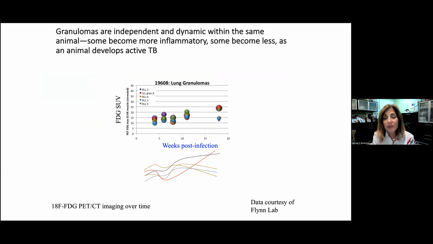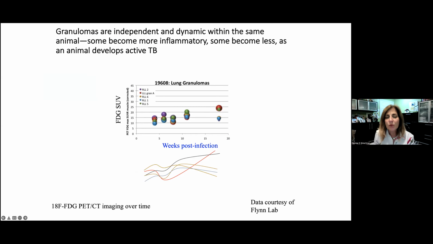But here's the interesting thing. If I look at one monkey, number 19608, he had 5 granulomas. And there's a dye that you can give to the monkeys that their granulomas will take up, and you can look at the granulomas through an X-ray, okay? It's a PET CT scan. And you can see that I've labeled them each by a different color.